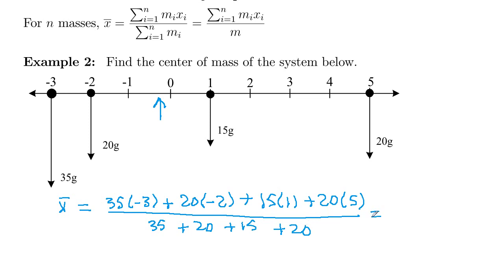And if you plug this into the calculator, you will get negative 30 on the top and then a total mass of 90 on the bottom, which reduces to negative 1/3. So then that's about right where I've got that. So this coordinate here is negative 1/3 on the x-axis, and that is indeed our fulcrum, our balance point for that system.